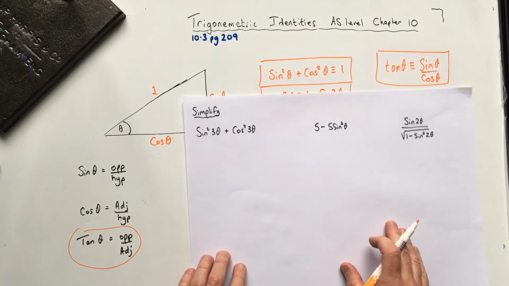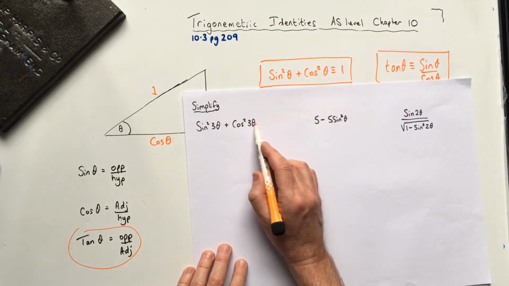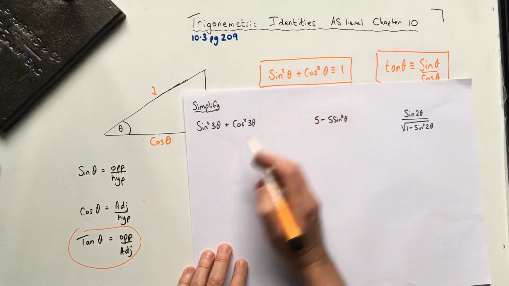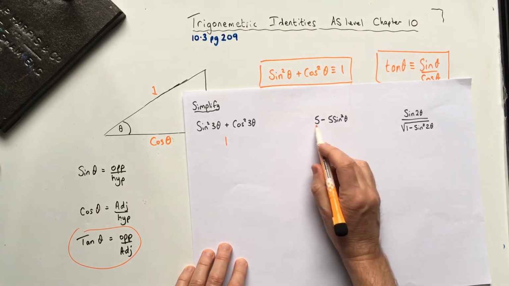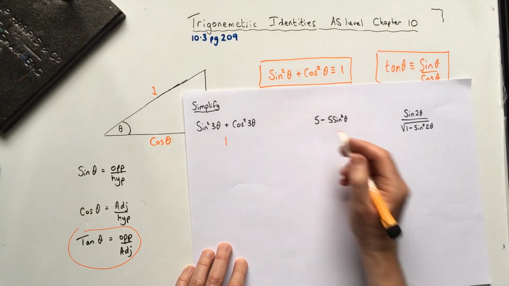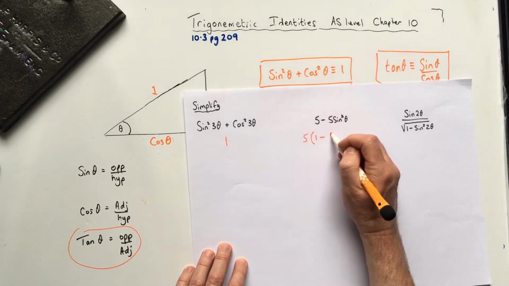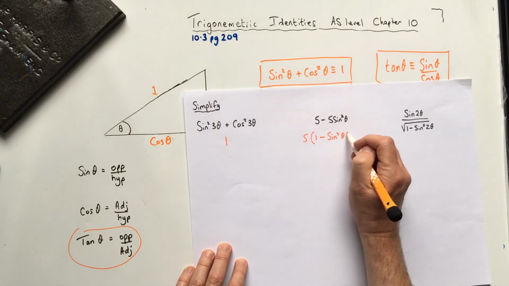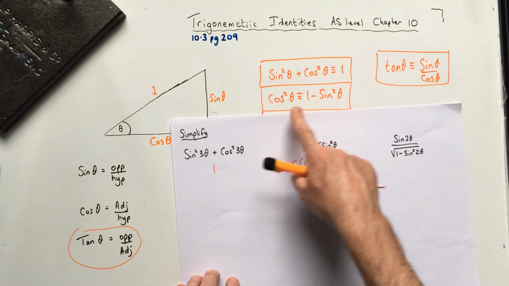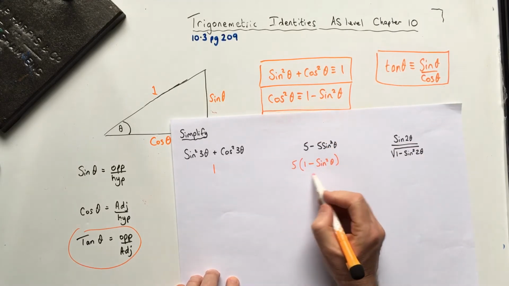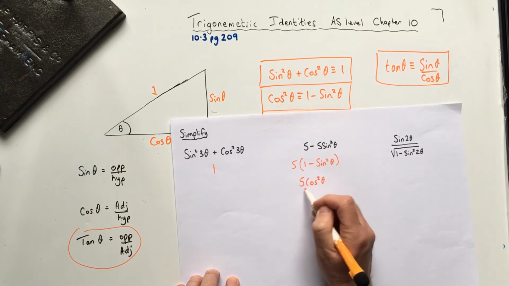All right, so going back to this one, sine squared of an angle plus cos squared of the same angle is equal to 1. So all that simplifies to 1. Simple as that. 5 minus 5 sine squared theta, well, we can factorise that, can't we? So we can take out 5, so we've got 1 minus sine squared theta. And there you go, 1 minus sine squared theta is cos squared theta. So it's 5 cos squared theta.